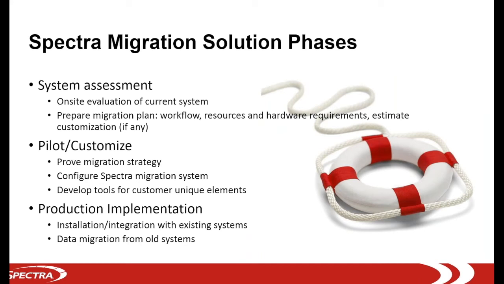So that's the technology. We just went through the technology that we use within the Spectra Migration Solution. So what Spectra Migration Solution really is, we call it a three-part project type of offering for our customers. Typically, what we will do is we will start with the system assessment of looking at the customer's current storage system. We will do an on-site evaluation of the current system. And based on that evaluation, we will prepare the migration plan for the specific customer.